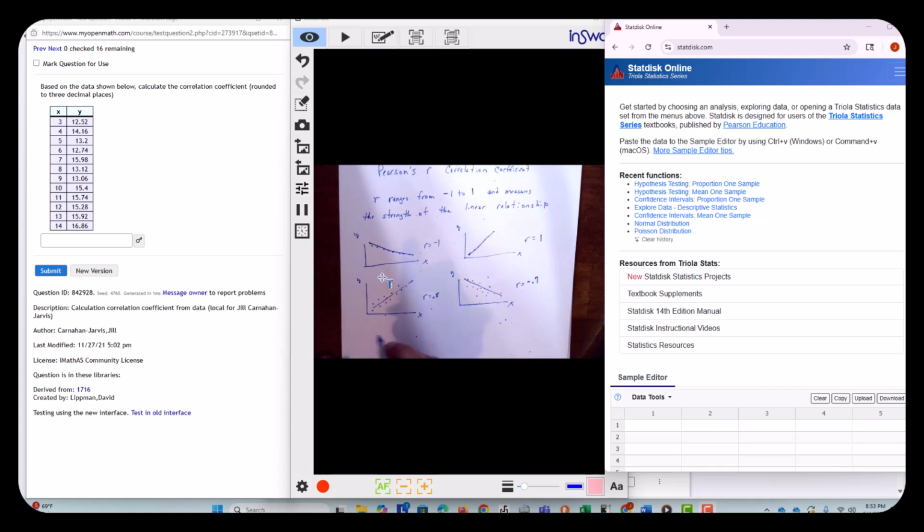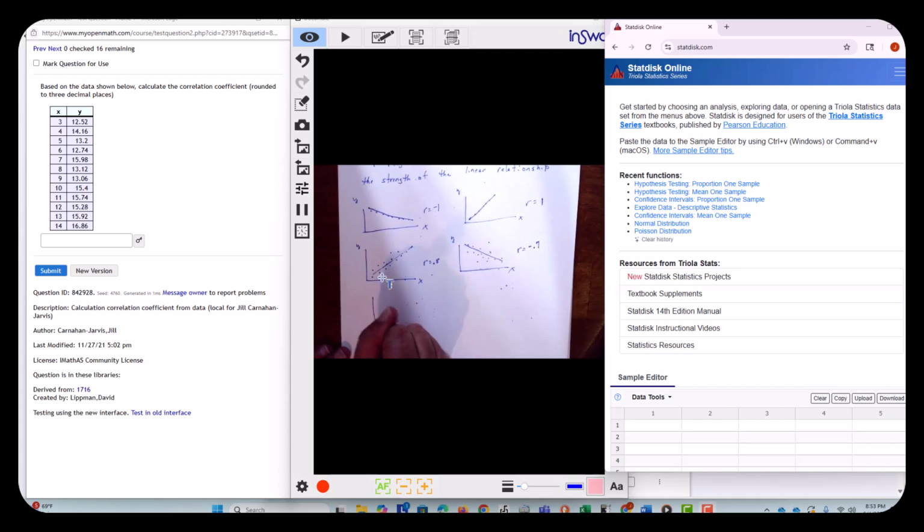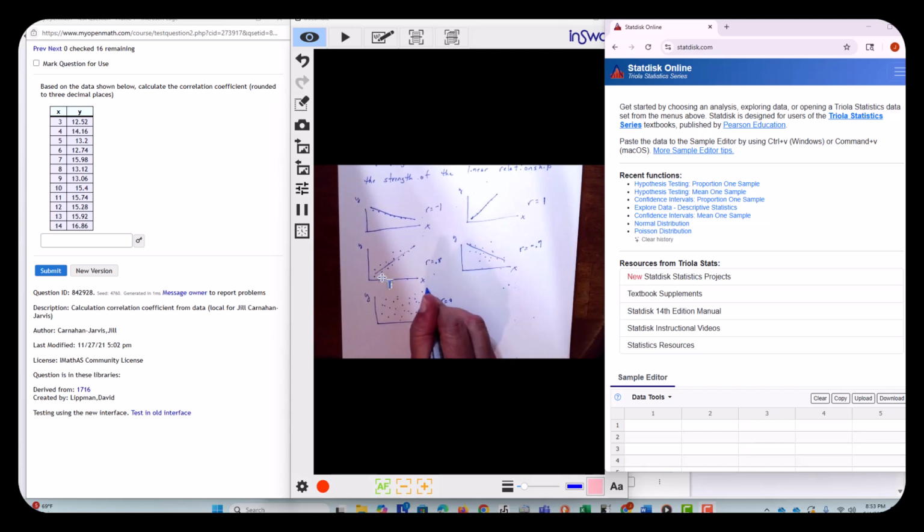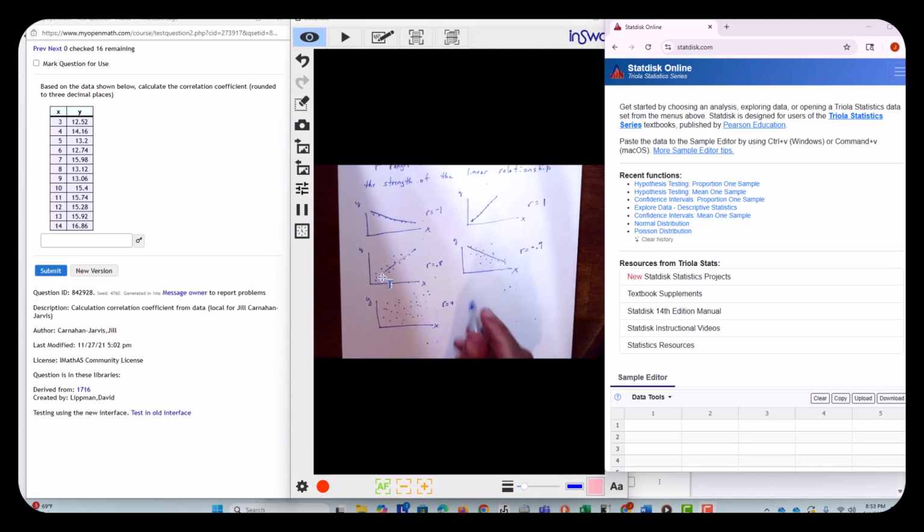This one might be like R is -0.7. If you had something that's kind of all over the place, there's no linear relationship. I can't draw a line there. This would be something like R equals 0, or, I guess if it had kind of an upward pattern, maybe going here, R equal maybe 0.1, because it's kind of looking positive.